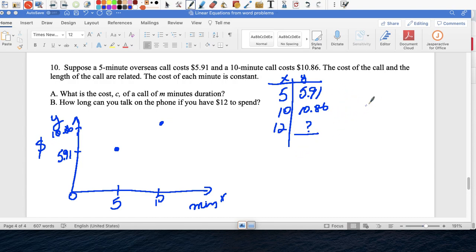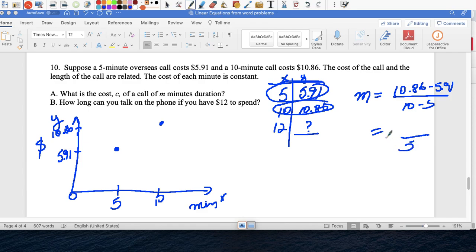Well, let's use those 2 points. So m, I'm going to use these two and these two. So 10.86 minus 5.91 over 10 minus 5. 10.86 minus 5.91 is 4.95. 4.95 divided by 5. So our slope is 99 cents. So every minute is 99 cents.